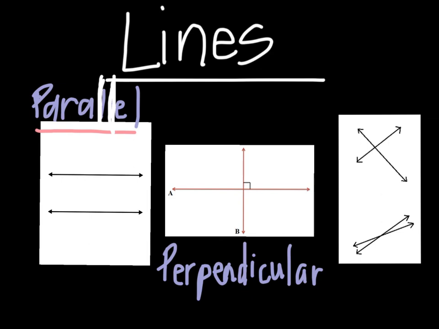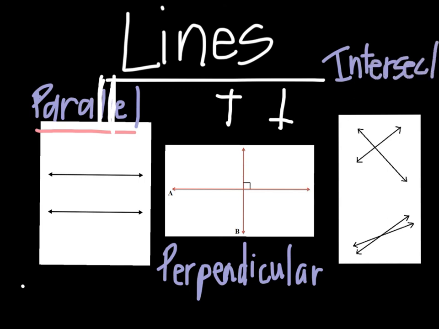So the right angle can be up at the top. It can be down at the bottom. It doesn't matter where, as long as it's making a right angle. And then the last lines we're going to talk about today are intersecting. And these are just any 2 lines that intersect. There's really nothing fancy about them. They can touch in any place, anywhere, as long as they're going to cross in some way.